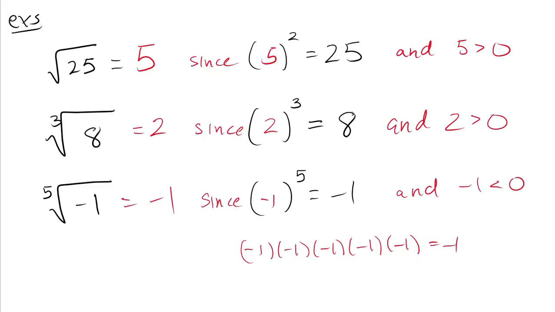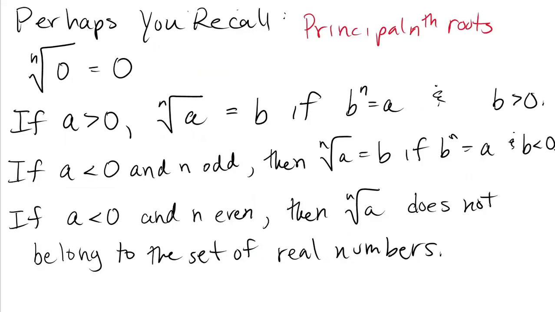You don't see an example of this type here because we're going to deal with it later, but let me just bring this up now. If you've got a negative radicand and the index is even, then the nth root of a is not a real number. It doesn't belong to the set that we call real numbers, and I hate that name.